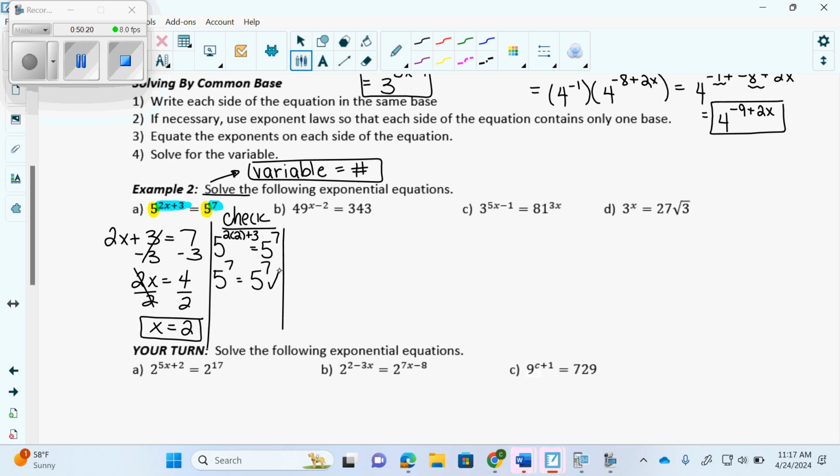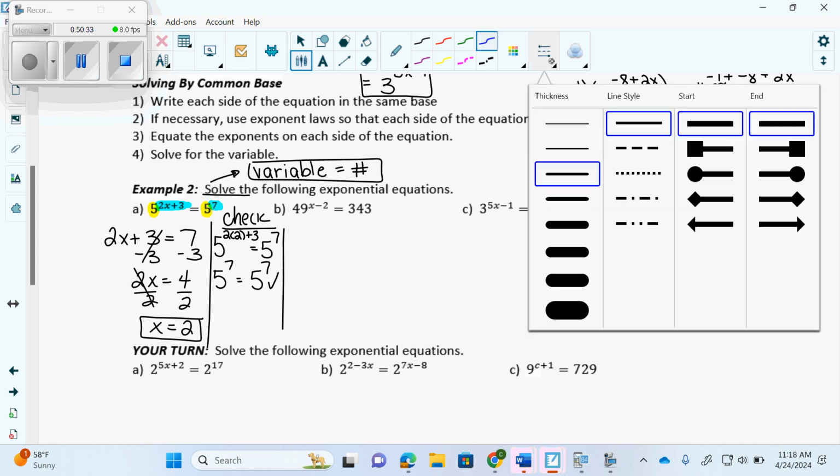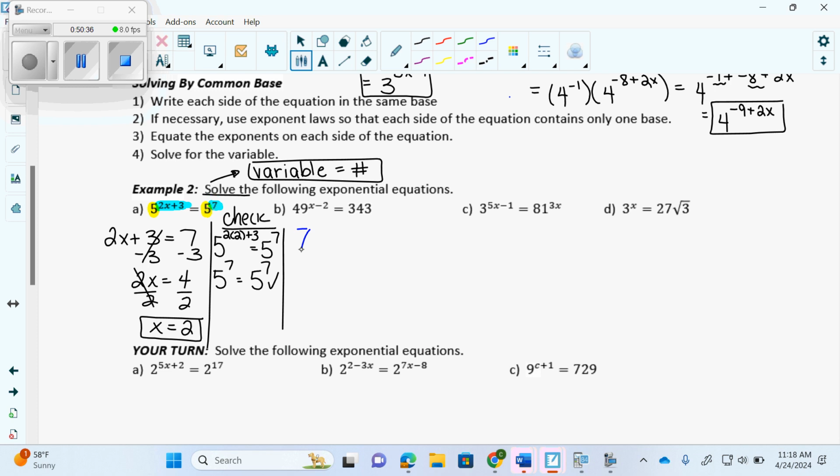Okay, what's the problem with B? Not the same base. But is there a number that I can make both of them? 7, let's try it out. 49 is 7 to the what? 2. 7 squared. And that's to the x minus 2. And 343 then has to be 7 to the something. Like if I can make one be 7 and one be 5, it's of no help, right? They need to be like Christmas tree, 5, 5, 7, 7. Piggy, piggy, you know? So 343 is 7 to the what? 3.